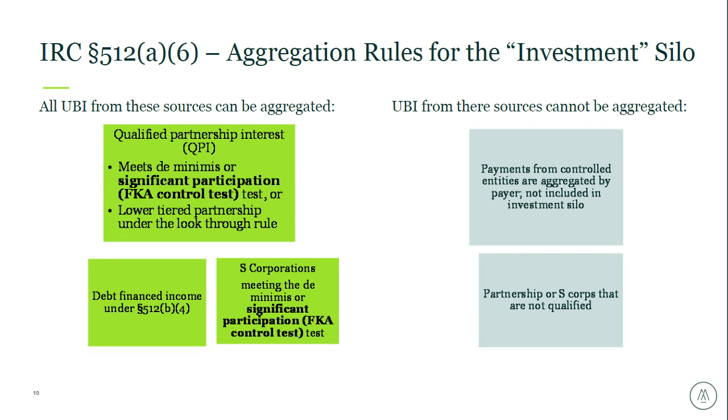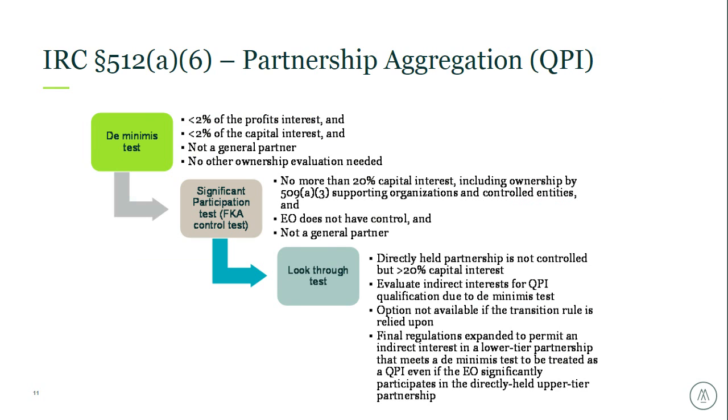The de minimis test is met if you hold no more than 2% of the profits interest and no more than 2% of the capital interest, and the organization cannot be a general partner. The significant participation test is met if no more than 20% of the capital interest is held in a partnership, and the exempt organization does not significantly participate in the partnership, and the organization is not a general partner. So when looking at these ownership percentages, you do not need to combine the interests owned by disqualified persons, so your board members, officers, substantial donors, and their family members, which is a great relief.